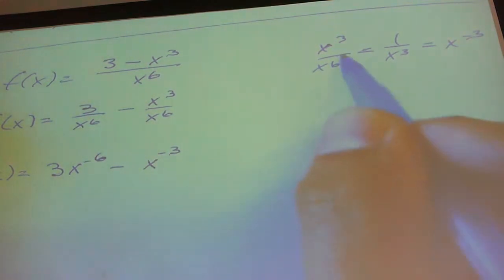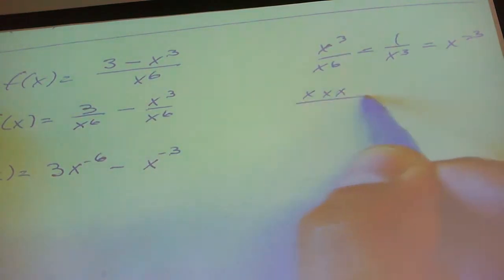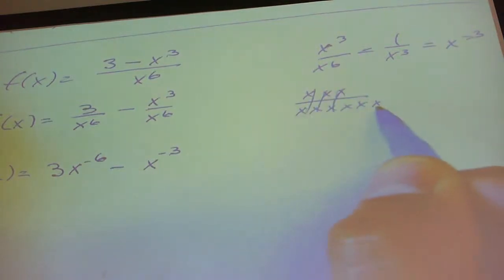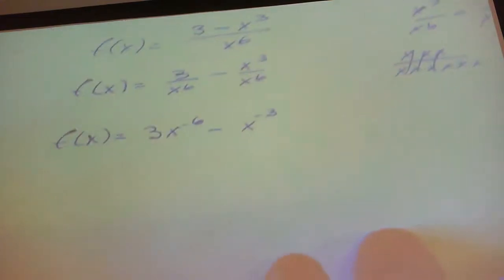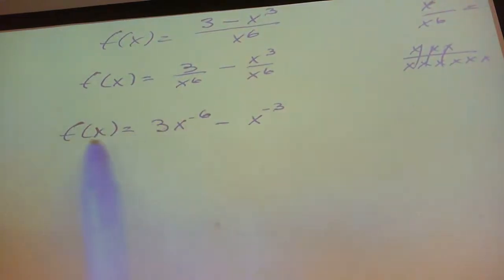And if you're really lost, this is 3 x's on top, 1, 2, 3, 4, 5, 6 x's on the bottom. You're left with 3 x's on the bottom, however you want to look at it. But you got to know that stuff. Okay? So now that I've cleaned it up, now take the derivative. So it's the algebra that's going to get us every time. Now you have to know your exponents.